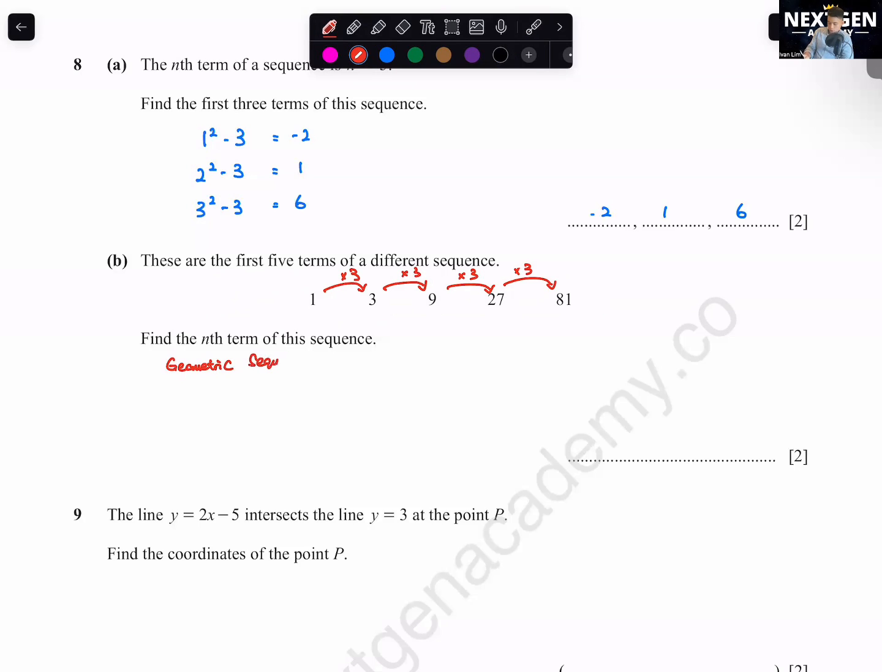Okay, geometric sequence. The nth term formula is a r to the power of n minus 1. Okay, just put into this formula. a is your first term. r is your common ratio. Okay, common ratio means you multiply by how much? So you're going to put this in here, which is 1, 3 to the power of n minus 1. Okay, we just summarize it as 3 to the power of n minus 1. However, if you want to straight away write down the formula, this one also is okay. Okay, 3 to the power of n minus 1.